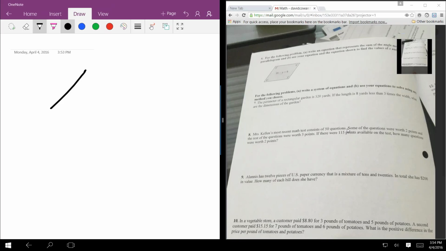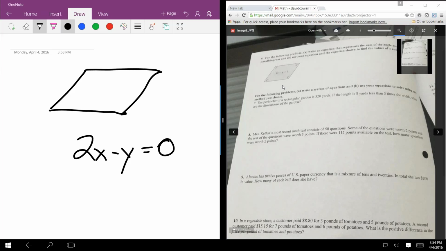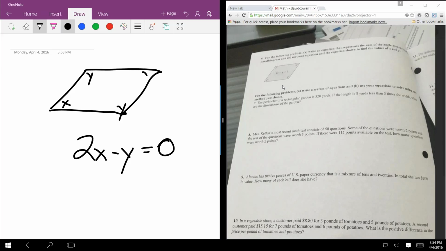All right, let's see. The following problem: write the equation that represents the sum of the angle measurements. What's the top say? Can you get that in front of you? I'm trying to figure out problem number 6. First of all, what are the angles? It looks like this is x, that's y, and that's x. Write an equation that represents the sum of the angle measures of a parallelogram and use your equation and the equation shown to find the values of x and y.